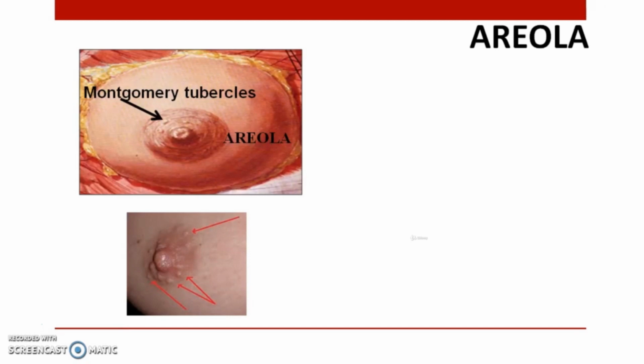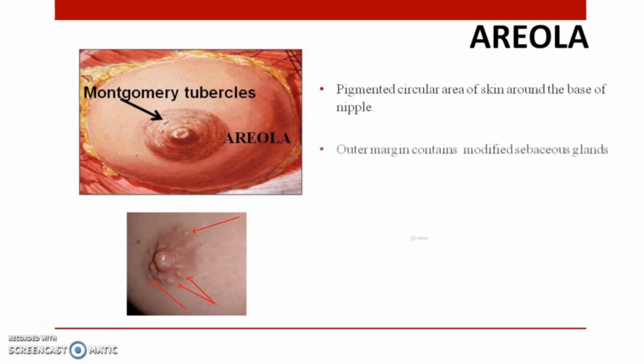In the areola, we have features such as: it is a pigmented circular area of skin present around the base of the nipple. The thickened part seen just behind the nipple, surrounding it in a circular manner, we will call the areola. The outer margin of this areola contains modified sebaceous glands. You know, the whole mammary gland itself is a modified sweat gland.